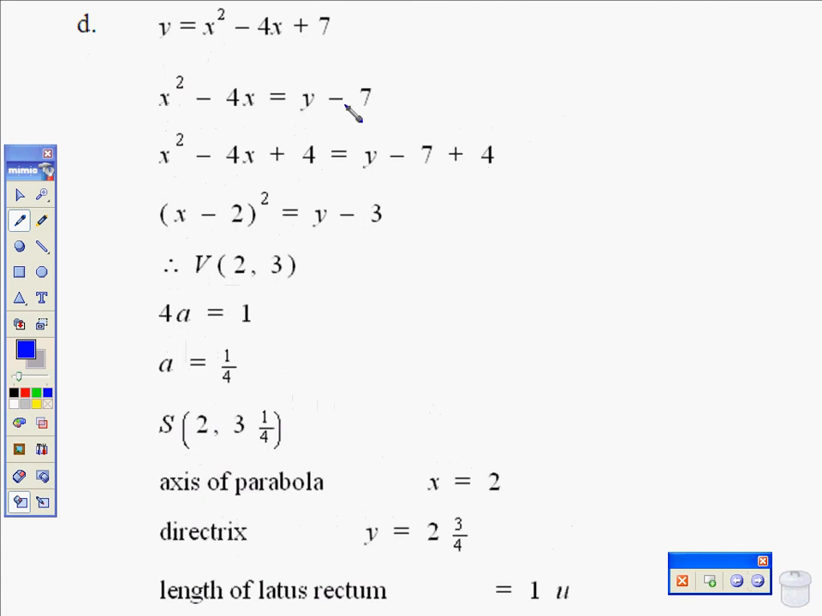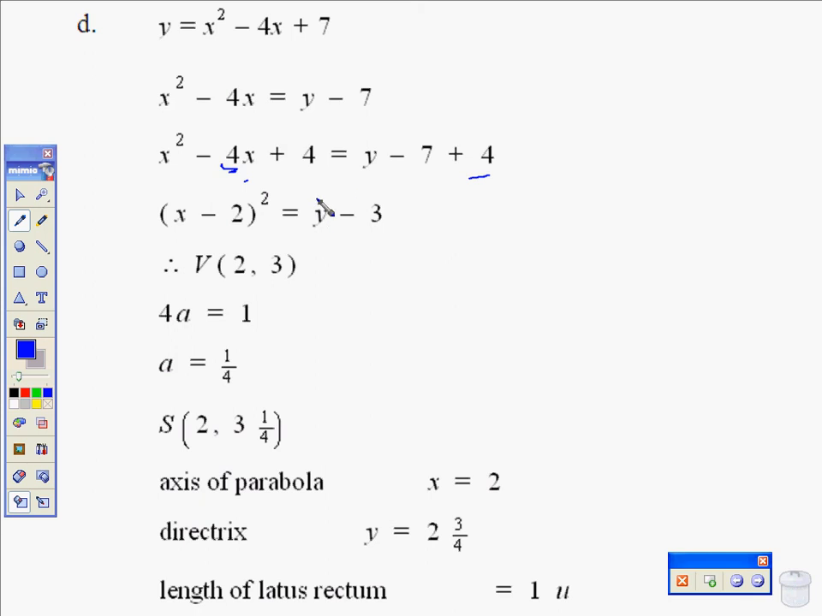So we take the 7 across, because I don't want any numbers here. I need to complete the square. See, it's minus 4. I divide it by 2, square it, then add it on. So that gives me the plus 4. Do it to both sides. This is a perfect square, which can come down to (x minus 2) all squared. Y, it's going to be minus 3 because minus 7 plus 3 plus 4 is minus 3.